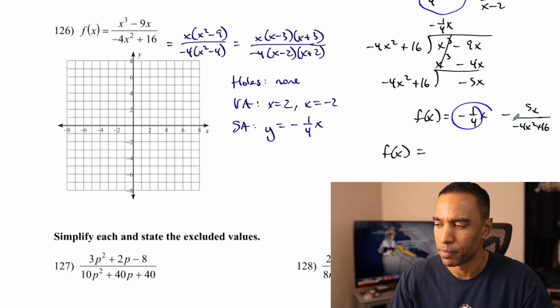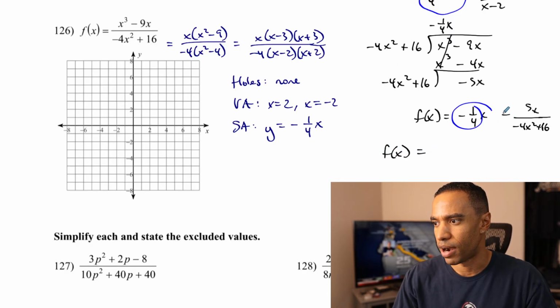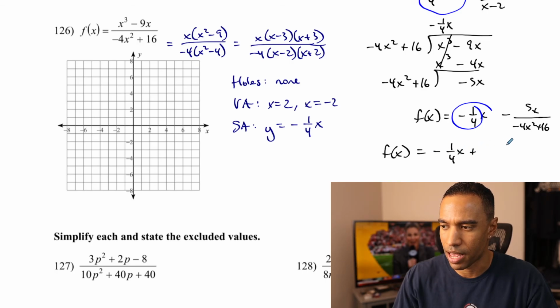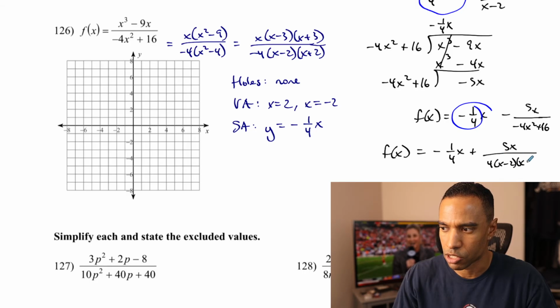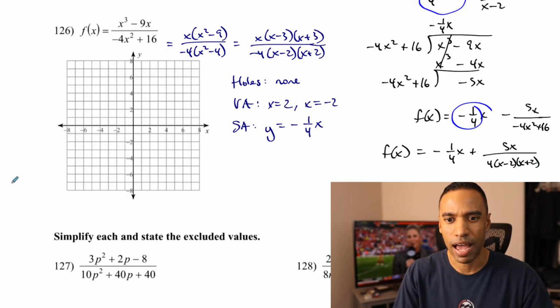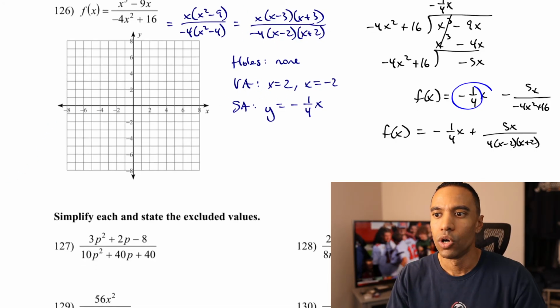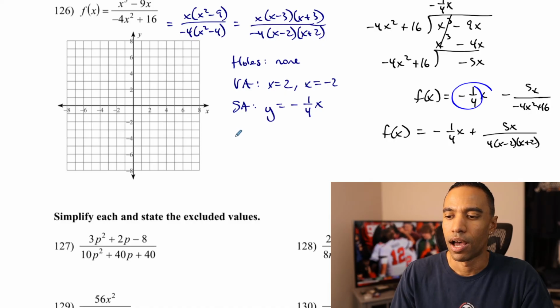Let's give a better rewrite of that. Let's factor out the bottom. If I factor the negative 4 out, then a negative times a negative is a positive. So I have negative 1/4 x plus 5x over 4 times x minus 2 times x plus 2. I don't know if I'm going to have to do anything with that because I know where it's going to be crossing that asymptote in a second. We'll talk about those in a bit.